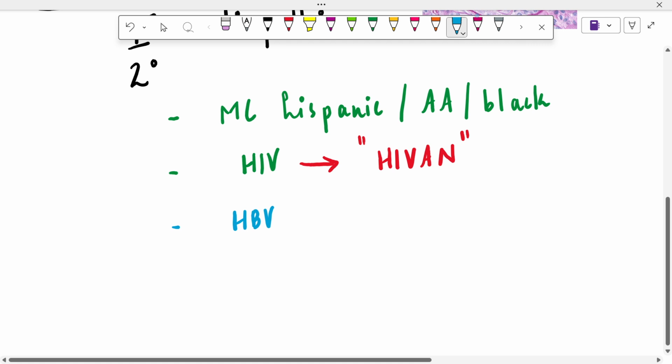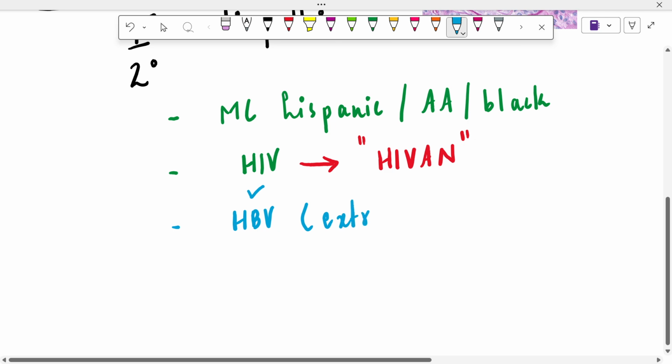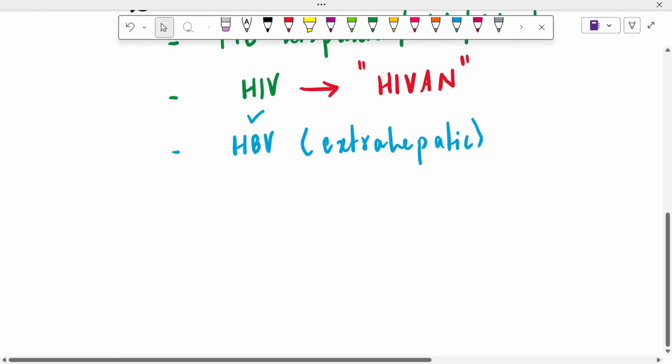Hepatitis C can be included, but it's related to other nephrotic diseases. Here, hepatitis B holds a very specific position. Hepatitis B virus. You know that hepatitis infects the liver, right? So why is there development of renal disorder? It's an extrahepatic manifestation of hepatitis B. Extrahepatic manifestation means that it is affecting the kidney, that is extrahepatic.